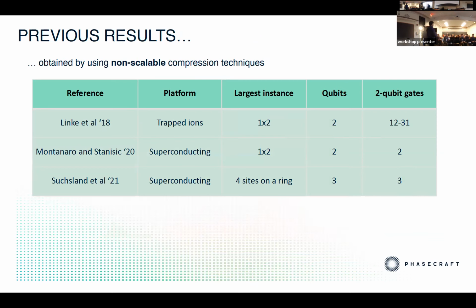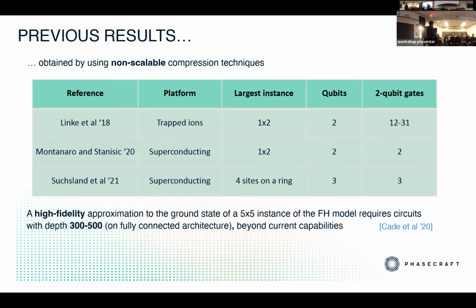So before showing you our results, I would like to show you what the state of the art was before our work. And as you can see, the instances that have been addressed were pretty disappointing, around 2 or 4 qubits with a limited number of gates. Another problem of this previous work was that it relied on compression techniques, which try to exploit the symmetry of the problem to further reduce the number of qubits required to simulate these systems. These numbers are pretty disappointing if you compare them with the resources required to get a high-fidelity approximation of the Fermi-Hubbard model, for instance the 5x5 instance.